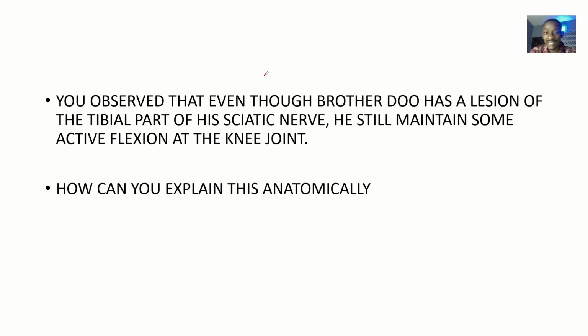So the full question was like this. You observe that even though Brother Doe had a lesion of the tibial part of the sciatic nerve, he still maintains some active flexion at the knee joint. How can you explain this anatomically? First of all, you start by pointing out the muscles that the tibial part of the sciatic nerve supplies. They said, okay, this muscle is out. But we also have some other muscles whose nerve supply is intact, so these muscles will still be flexing the knee. That's just how it is, okay?